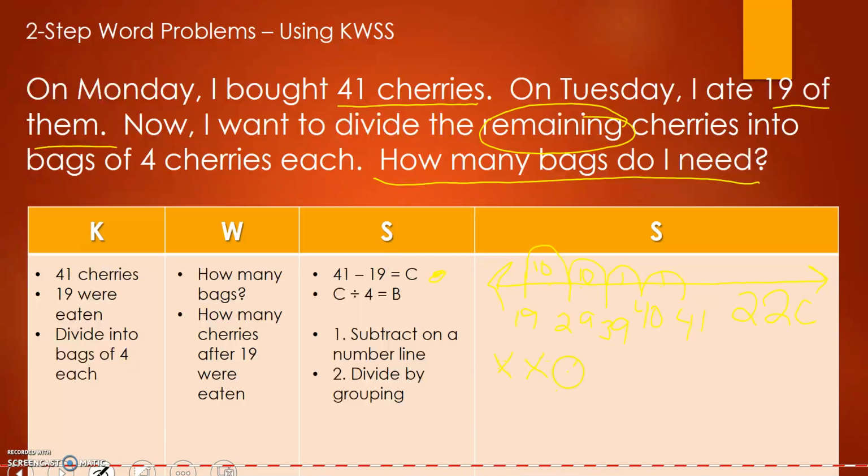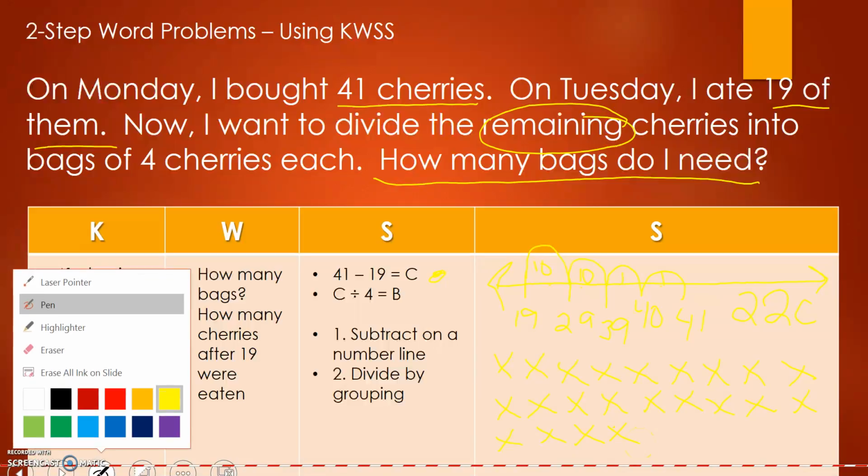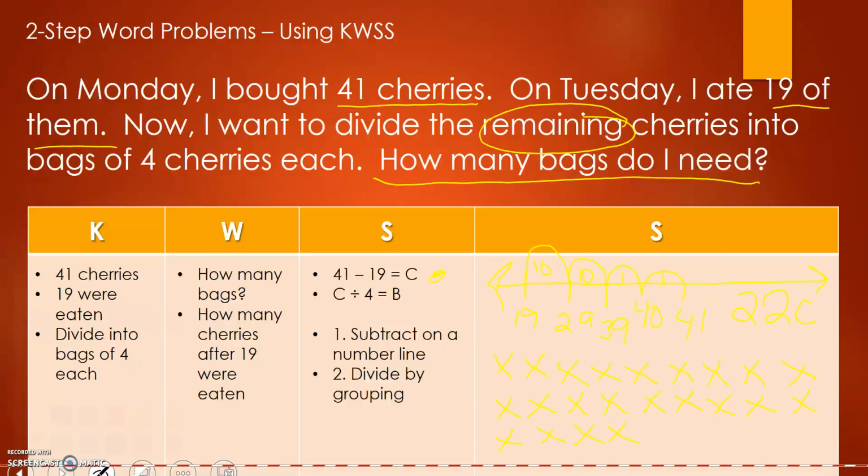1, 2, 3, 4, 5, 6, 7, 8, 9, 10, 11, 12, 13, 14, 15, 16, 17, 18, 19, 20, 21, 22. And put them in groups of 4.